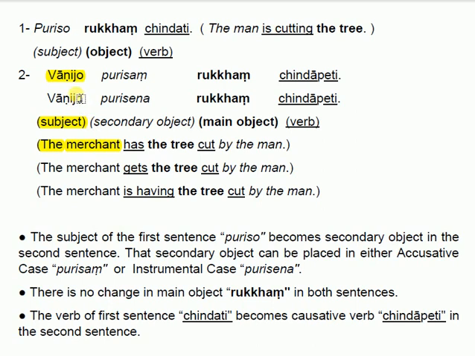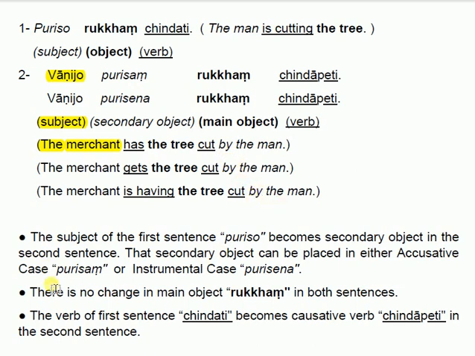Here, Vanijo is the subject, merchant. And Chindapeti is the causative verb. Here must be a causative verb. And Rukkang is the direct object or the main object, the tree. Purisang or Purisena is the secondary object, that is, by the man.